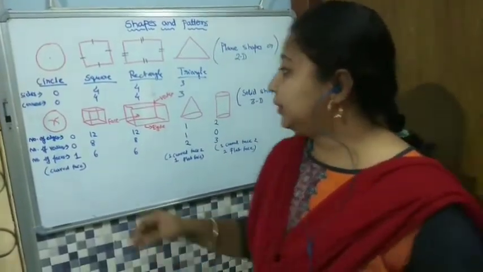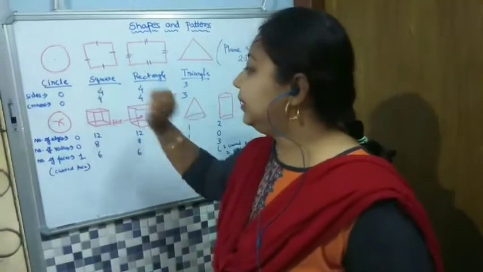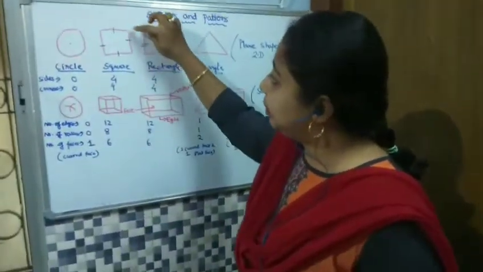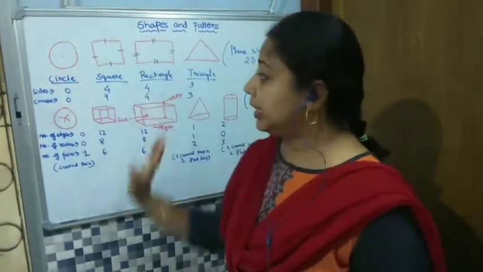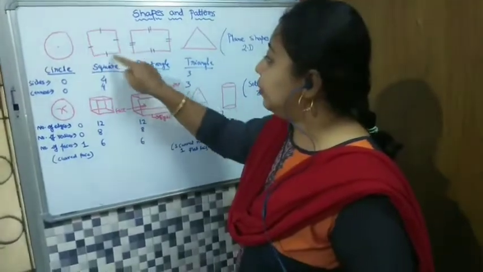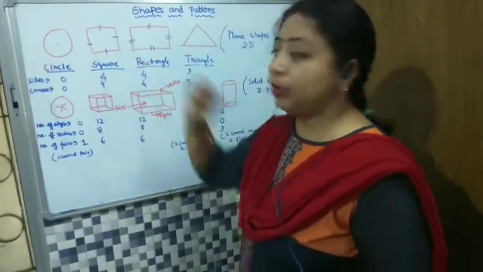So, in this type of shapes, we generally have sides and corners. When two sides join, that point is called a corner. So, in a circle there is no side and no corner, but in a square there are 4 sides and 1, 2, 3, 4 corners.